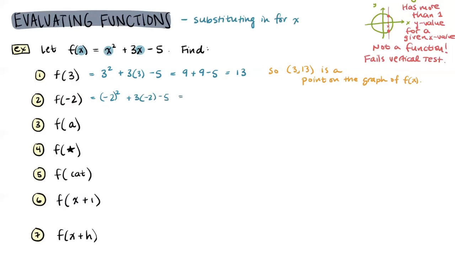Okay, so (-2) squared is 4. 3 times -2 is -6. We've got 4 minus 6, which is -2, and -2 minus 5, which is -7.